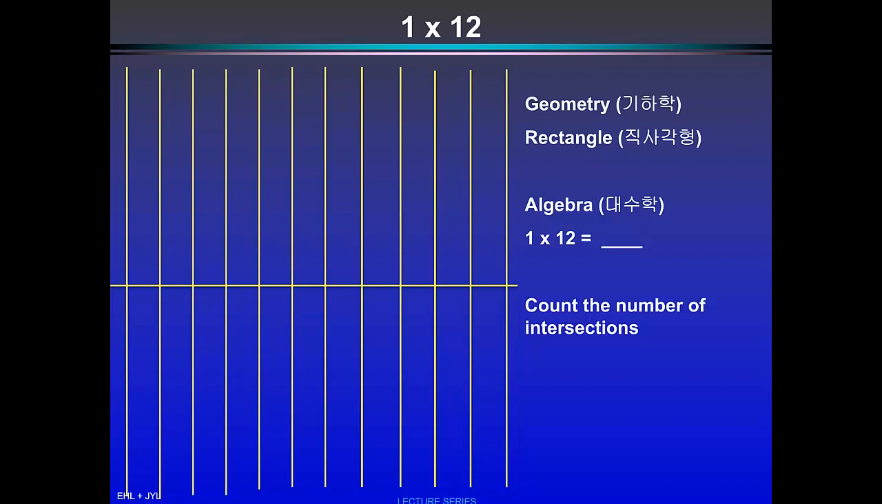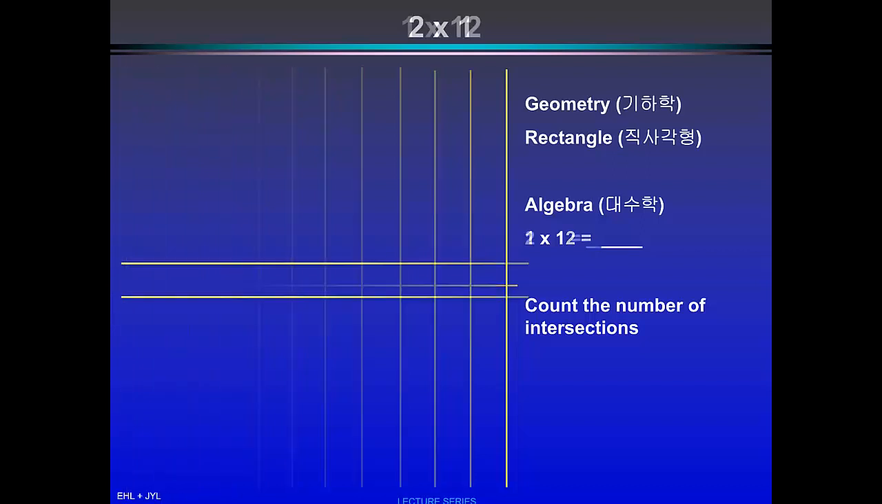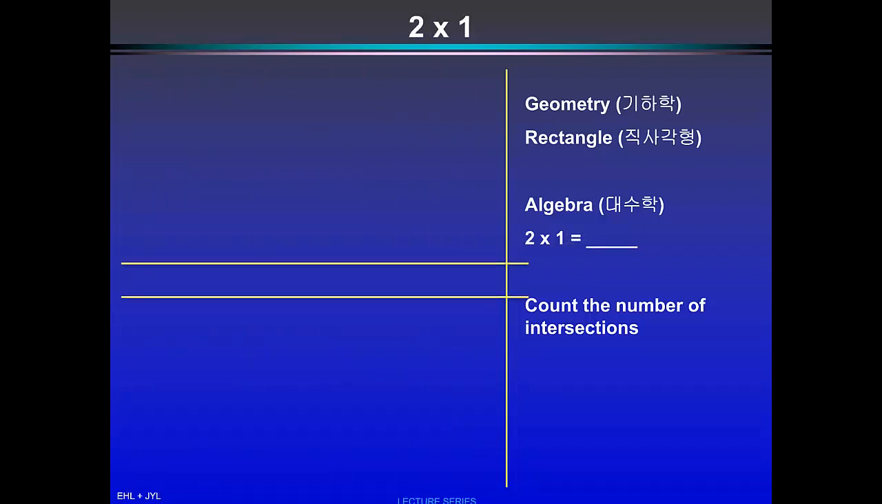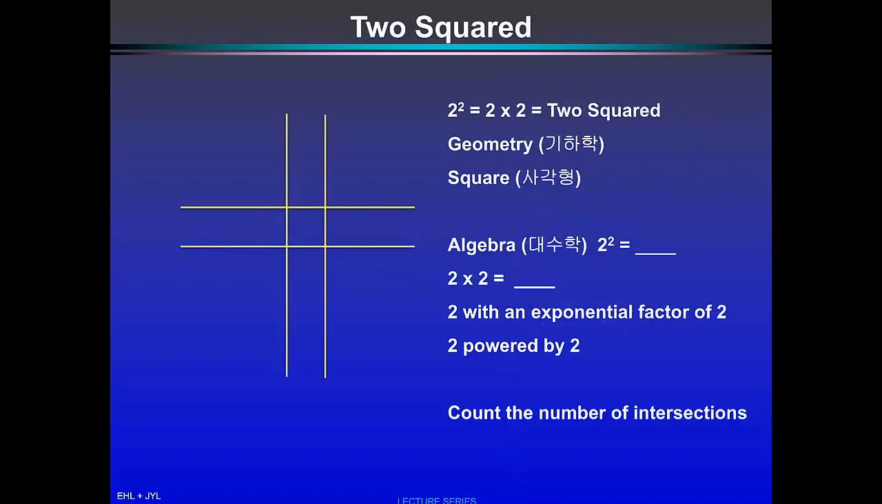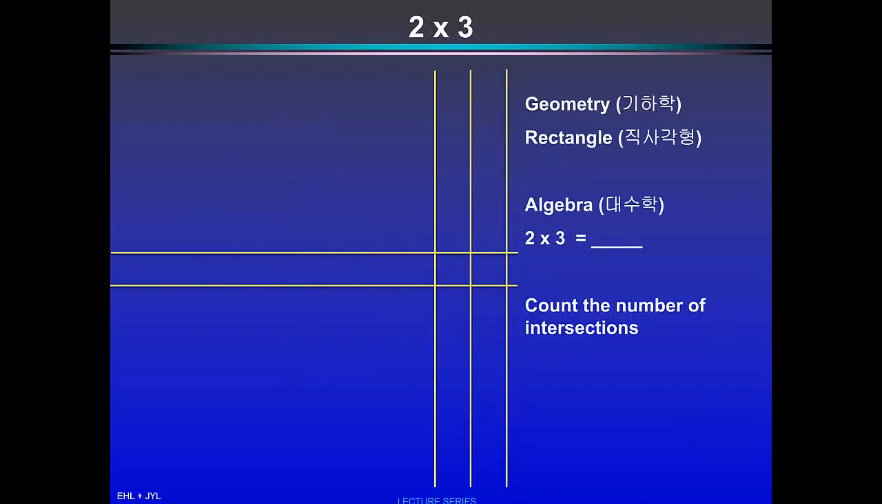And if you count the number of intersections, you have 12 intersections. So if we discuss 2 times 1, here you count and it's 2. Here, 2 squared, which is 4, or 2 times 2. And what is 2 times 3? That's 6. And again, you have the geometry of a rectangle. It's 2 times 3 is 6.